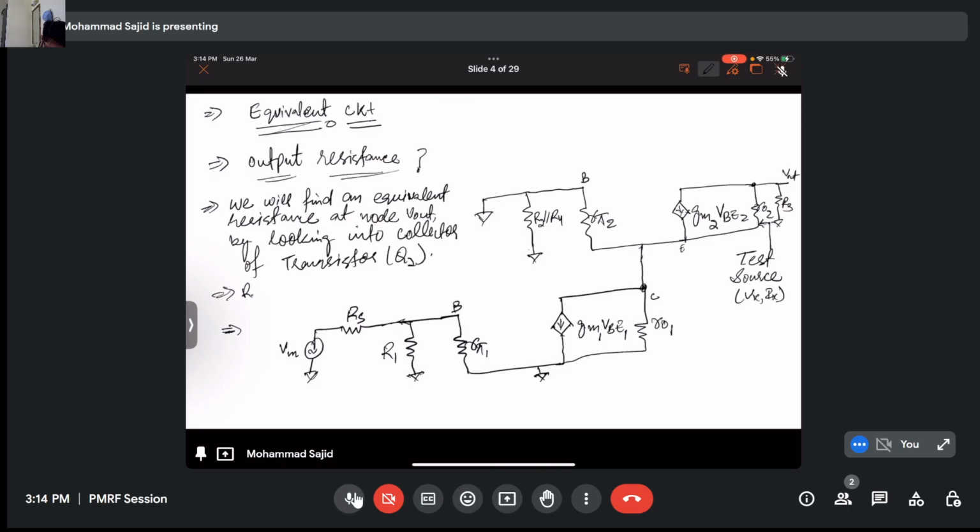So we will find our equivalent. Then what we will do is to find the total output resistance. We'll write R out is equivalent to R equivalent parallel to R. Okay, right? So let's just start.